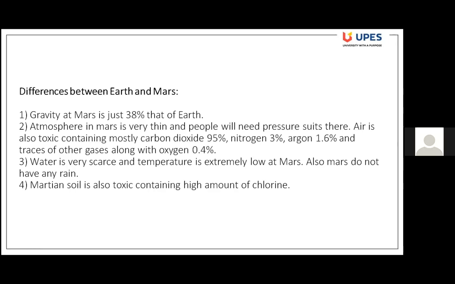Average temperature at Mars is also very low, which is about minus 81 degrees Fahrenheit or minus 62 degrees Celsius, and it does not rain on Mars. And the fourth point is the Martian soil is highly toxic, having mostly high concentrations of chlorine and associated compounds, which are hazardous to most known life forms.